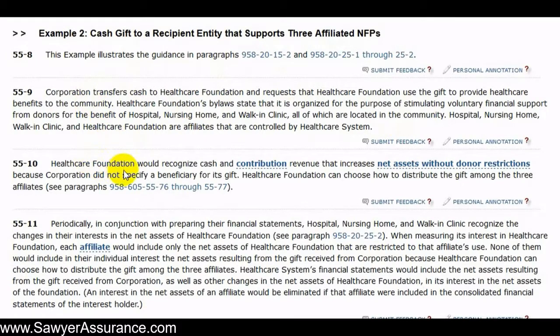In this case, the foundation, who's the recipient entity, would recognize cash and contribution revenue that increases net assets without donor restrictions, because the corporation, who's the donor, did not specify a particular beneficiary for its gift. Therefore, the foundation can choose how to distribute the gift among the three affiliates, the hospital, nursing home, and walk-in clinic. This is different than the first example. In the first example, the specific beneficiary was named by the donor. However, in this case, the beneficiary was not named, so therefore it's an increase in net assets without donor restrictions. However, in both cases, the recipient entity, the foundation, records the revenue and an increase in its assets when it receives the donation from the donor that's intended for the beneficiary.